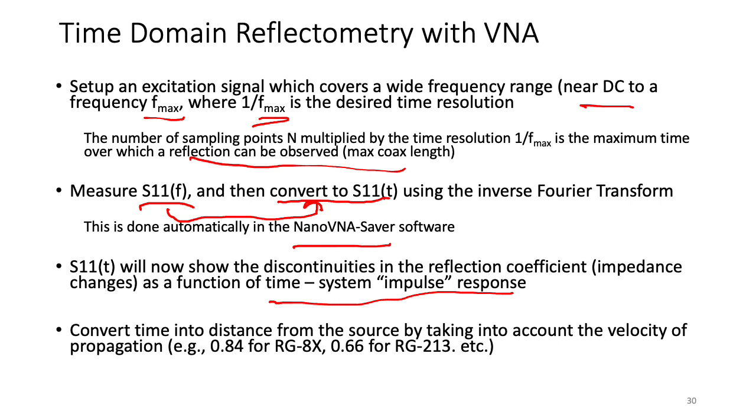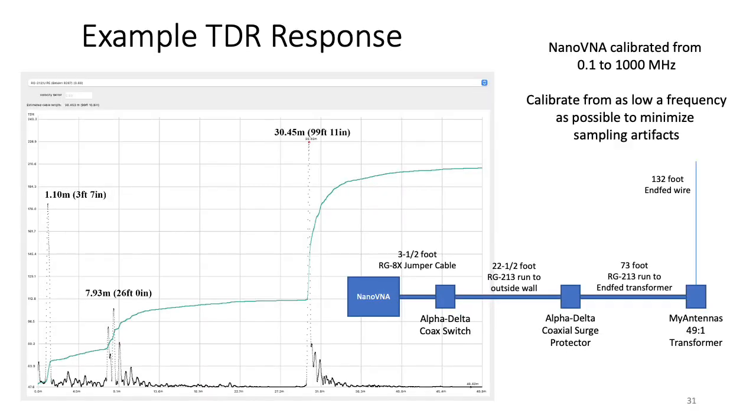Now, in order to convert those time measurements into distance, we have to take into account the velocity of propagation. So as an example, for RG8X, I end up with a velocity of propagation of 0.84 times the speed of light. For RG213, I get 0.66 times the speed of light, always a function of the dielectric material that is being used. So let's look at an example of a TDR response.